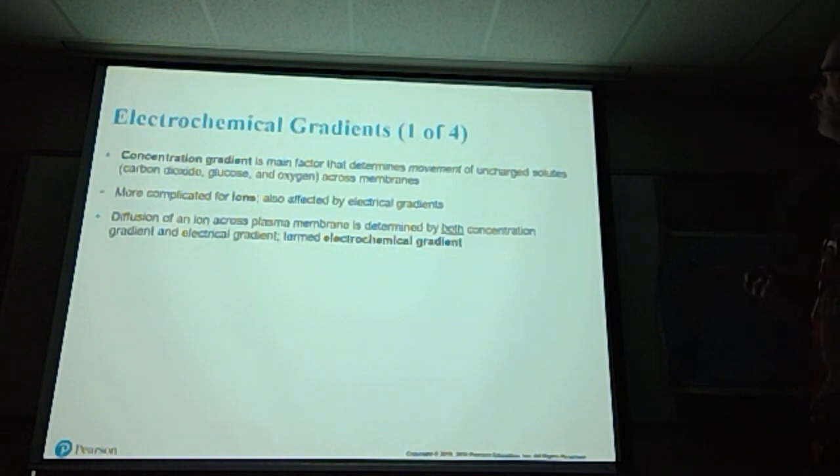Concentration gradient is the main factor that determines movement of uncharged solutes, CO2, glucose, and oxygen across membranes. It is more complicated for ions, which are also affected by electrical gradients. Diffusion of an ion across a membrane is determined by both the concentration gradient and the electrical gradient. That is termed the electrochemical gradient.